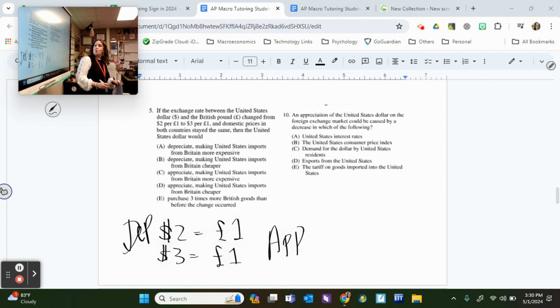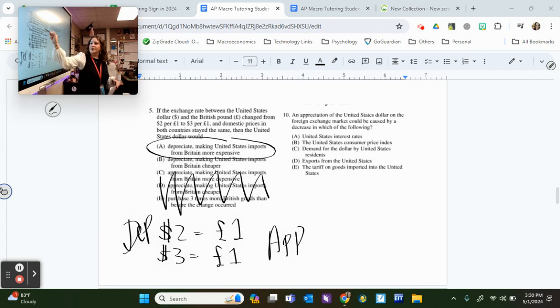The question is, what happens to things costing there? It says the US dollar would depreciate, making US stuff cheap and other stuff more expensive. So US importing from Britain is going to be more expensive because their currency is more expensive. And so A is the correct answer here.